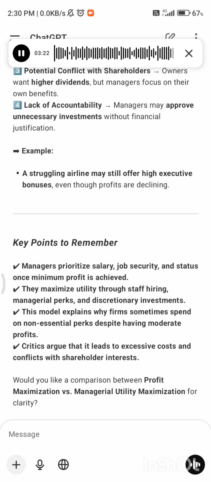Would you like a comparison between profit maximization versus managerial utility maximization for clarity?